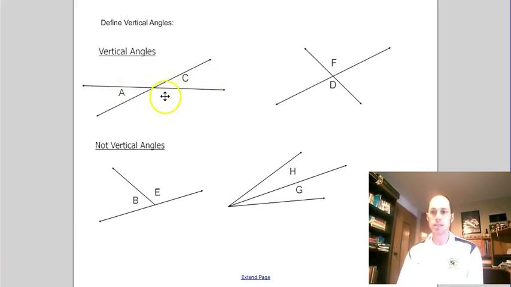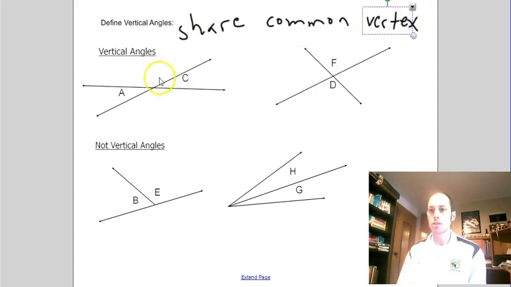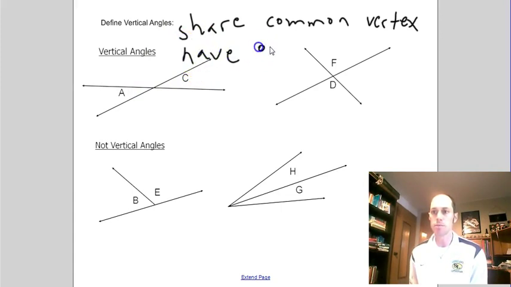Vertical angles. A and C are vertical angles, F and D. B and E are not vertical, neither are H and G. So brainstorm, what is a vertical angle? So a vertical angle, okay, angles that share a common vertex. Okay. So notice these have a common vertex, but these also have a common vertex. So what makes them unique is that they also have opposite rays.